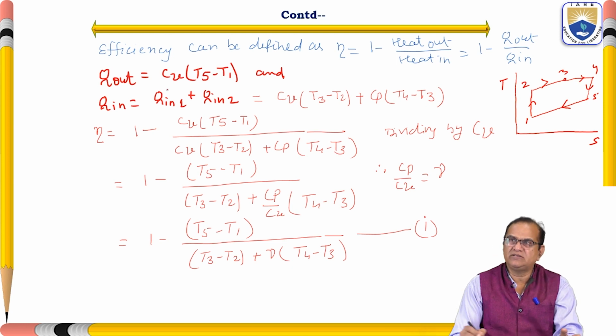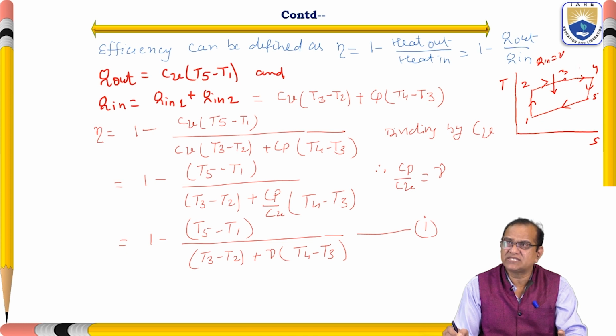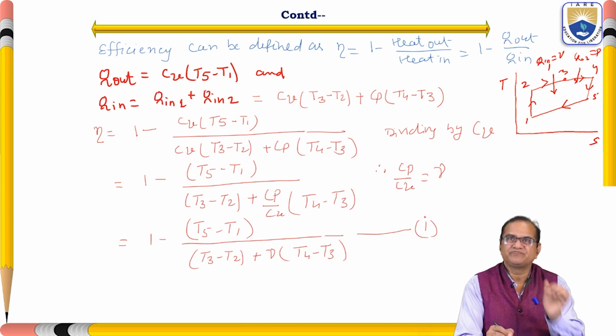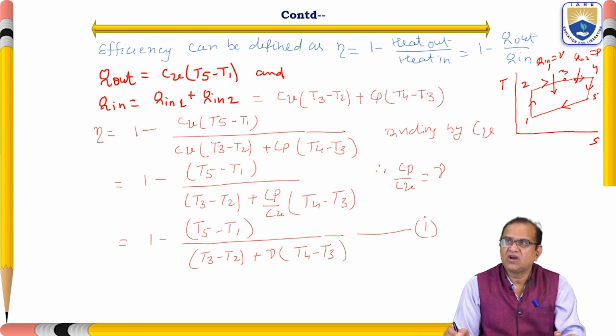So if you see the 1 to 2, it is a compression. Here it is Q in when V is a constant, and here is Q in 2. This is Q in 1, and when P is a constant. Okay, so here Q out is 5 to 1. So this is the T5 and this is the T1. T5 by T1. So what is the heat rejected?